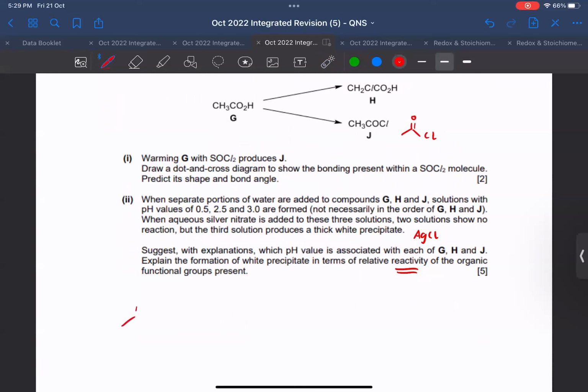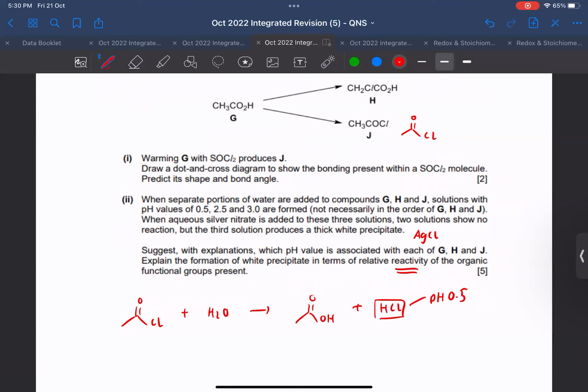Acyl chlorides, when reacted with water, this is your hydrolysis reaction, and you form back your carboxylic acid. But mainly the reason why the pH is so low is because you form your HCl molecule. HCl is an acid, a very strong acid. Because of that, it's the reason why the pH is very, very low. That's why it has the pH of 0.5. You need to bring out that idea over here in the answer.